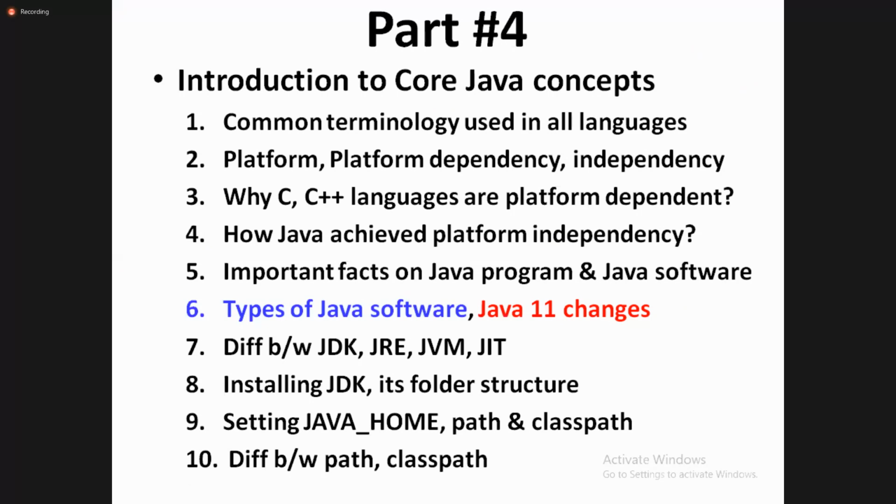So how many types of Java software do we have? Up to Java 10, we have two Java software, JDK and JRE. From Java 11 version onwards, we have only one Java software, that is JDK. JRE is not there.